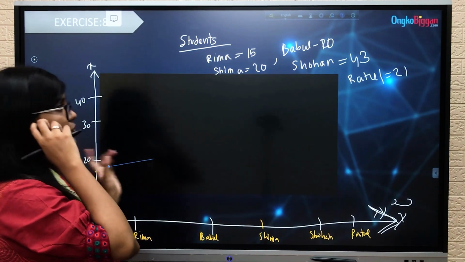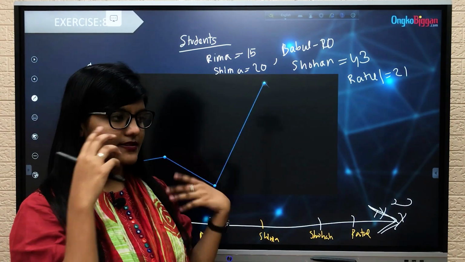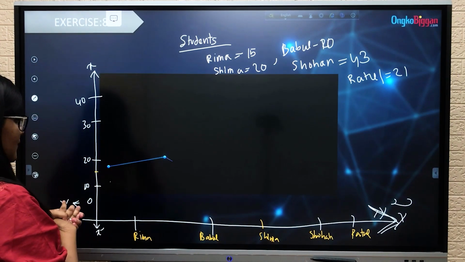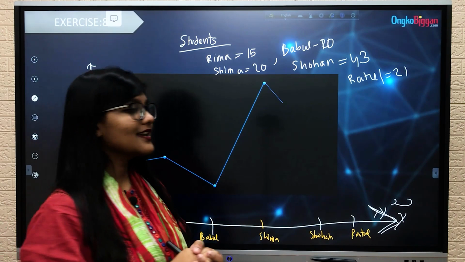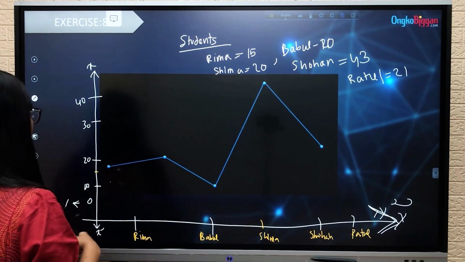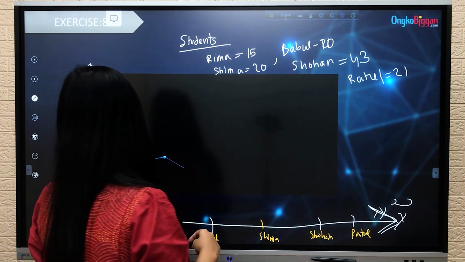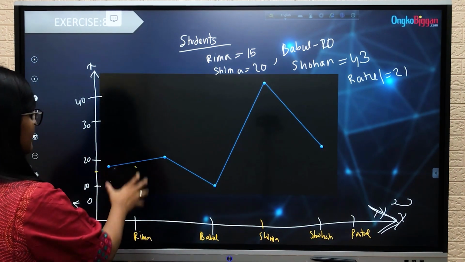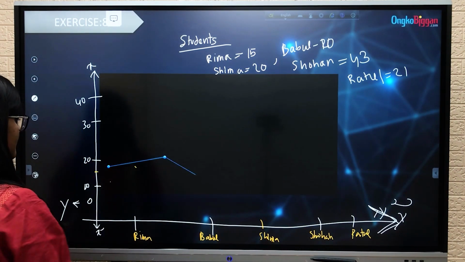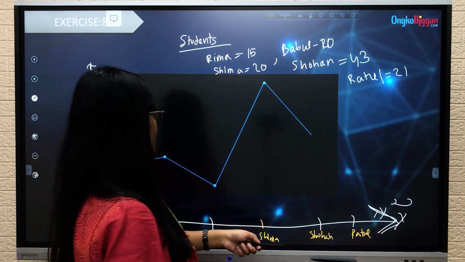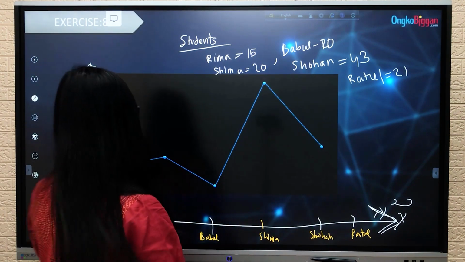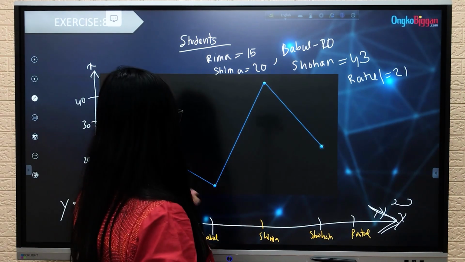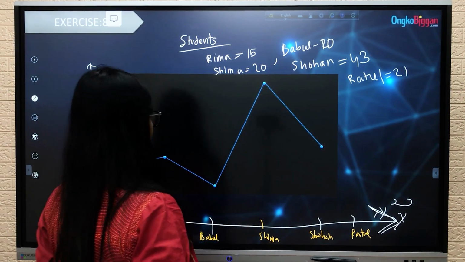I am going to show this whole thing in a separate example while doing math. I am just giving you the concept, so please have patience. Then we will put the value. For Shima, we will get 15, and we have to put it in the exact same box which we have fixed for Rima. Then we will put all the values, and by connecting all the points we will get a line, and that whole line will be our line diagram.